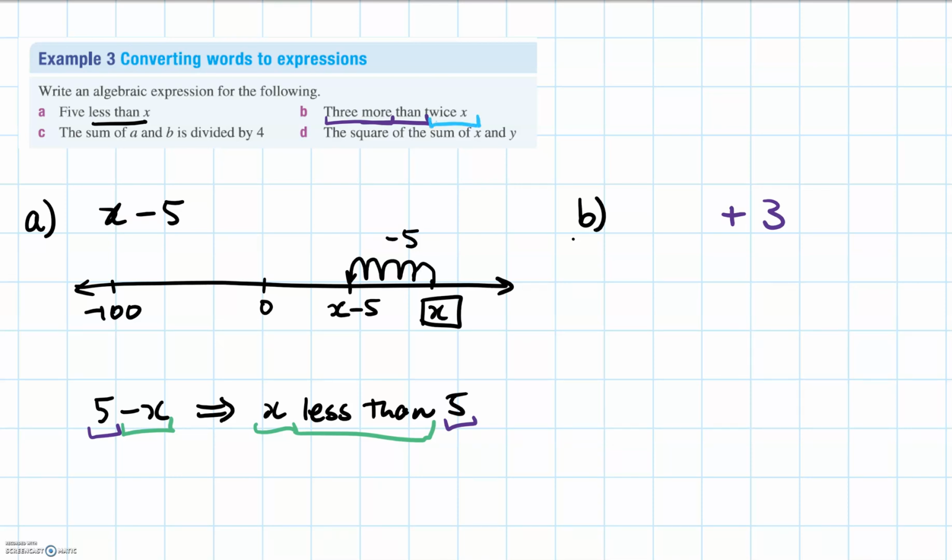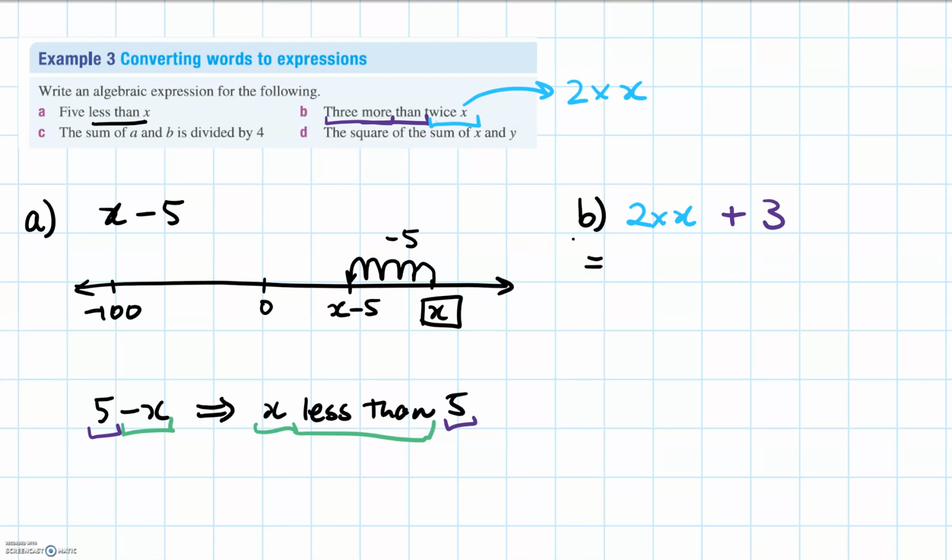Twice x. 3 more than twice x. Now if I do twice x, what is that? What operation am I going to use? Well, if I do twice x, that's going to be 2 times x. So, we're going to write here 2 times x plus 3. 3 more than twice x is going to be 2 times x plus 3.